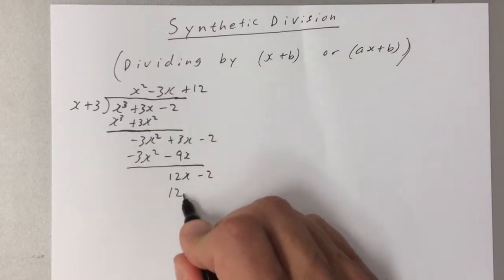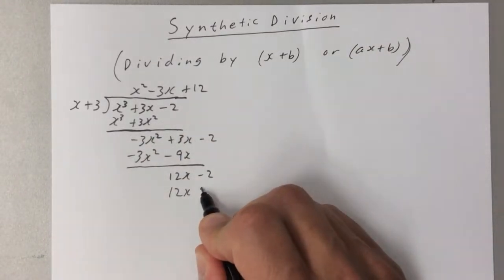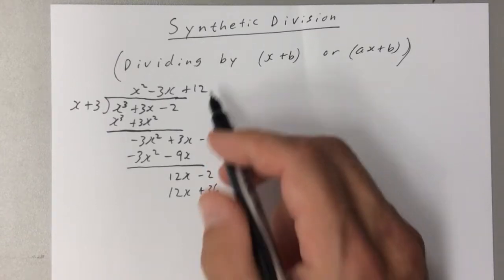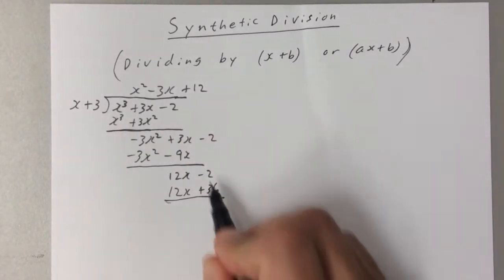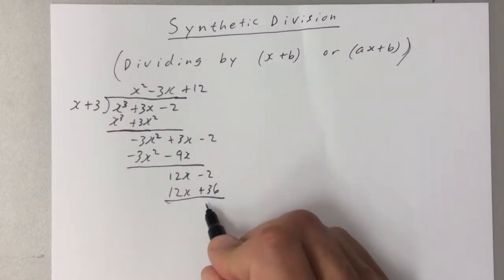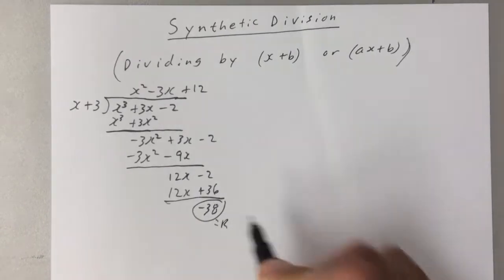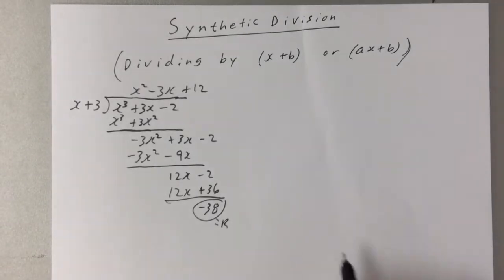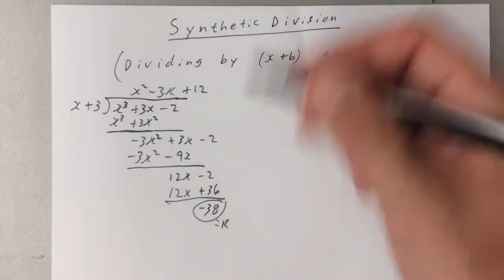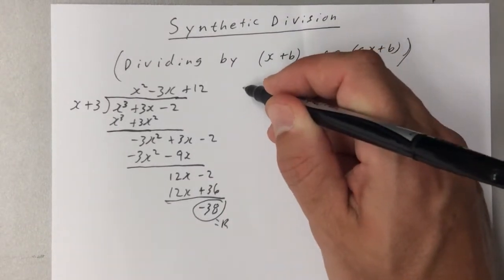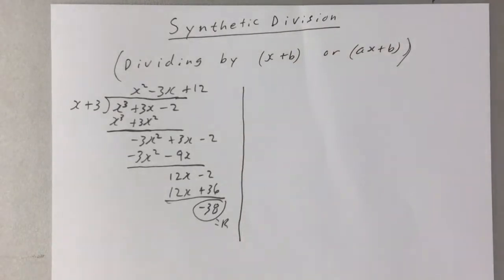We get 12x plus 36. 12 times 3 is 36. Negative 2 minus 36 is going to be negative 38. So that's the remainder. Okay, so this is stuff we already know from the previous video. That's long division. Now we're going to look at synthetic division.